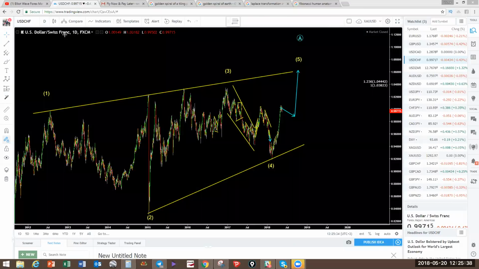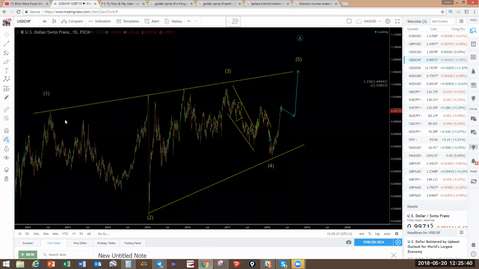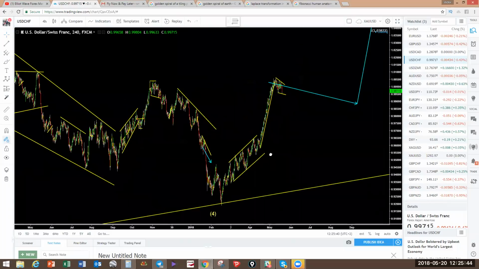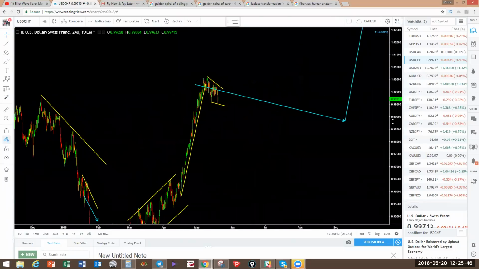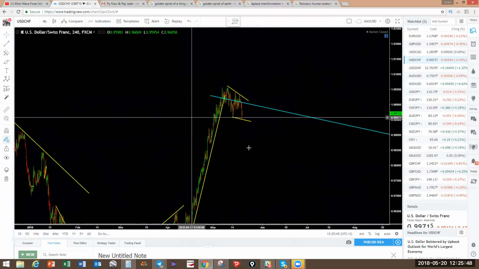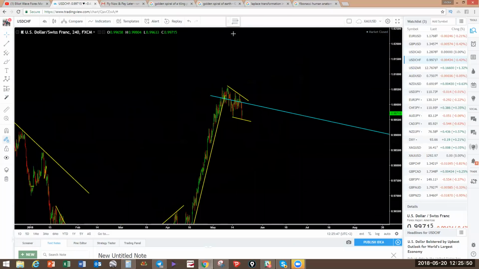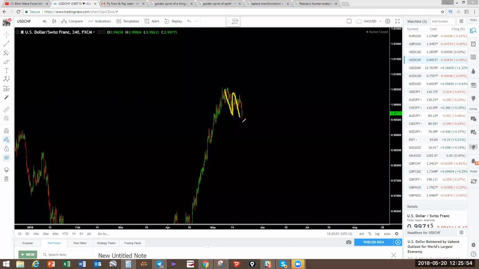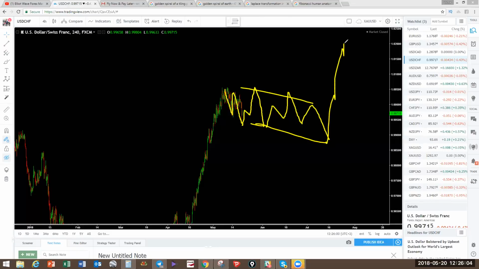Let's go look at it in the lower degree 4-hour. Okay, a lot can still happen here. This is very small compared to the move that we've seen so far. So this is a 1, 2, 3 move. Could still do that, could even do that. So much can still happen here for this to be a deeper correction for upside.